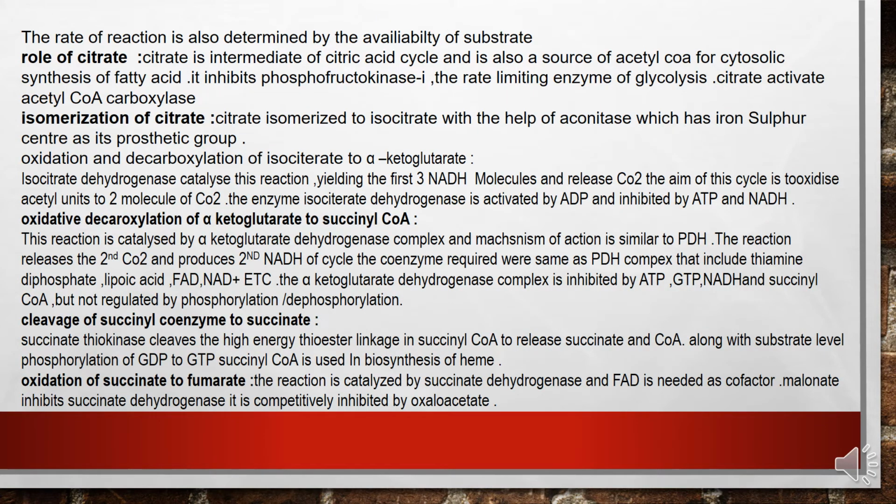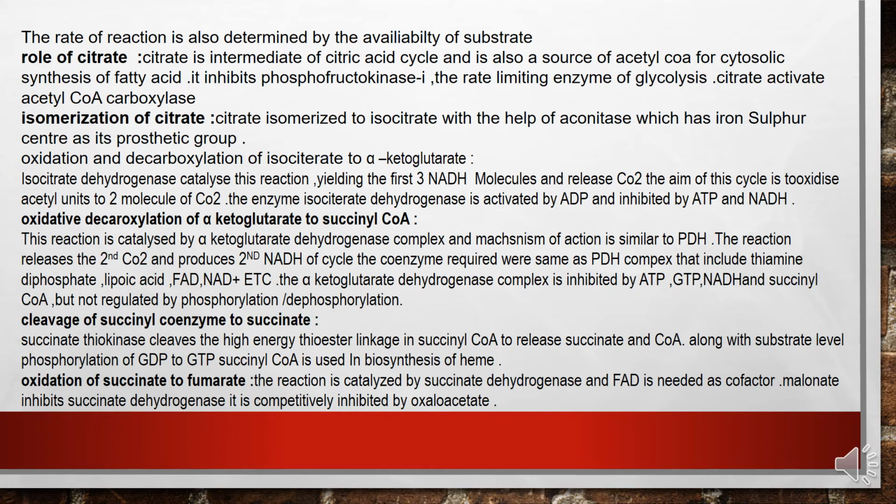The rate of reaction is also determined by the availability of the substrate. Role of citrate. Citrate is an intermediate of the citric acid cycle and is also a source of acetyl coenzyme A for cytosolic synthesis of fatty acid. It inhibits phosphofructokinase 1, the rate limiting enzyme of glycolysis. Citrate activates acetyl coenzyme A carboxylase.